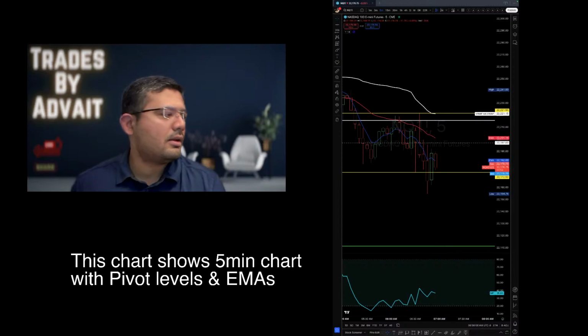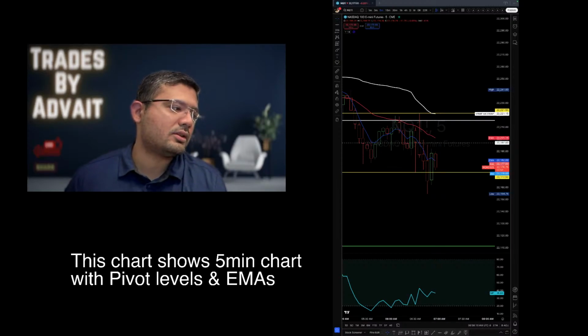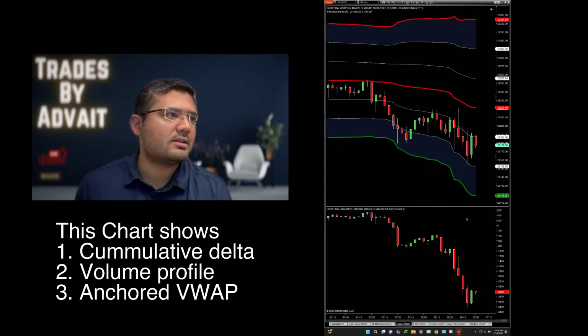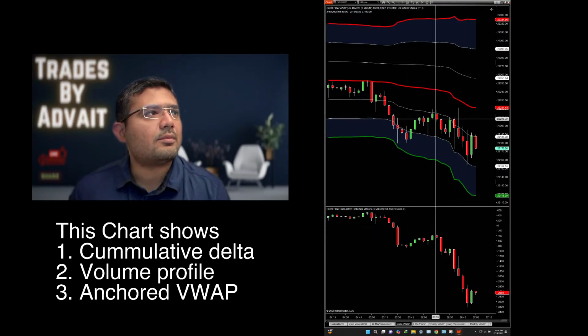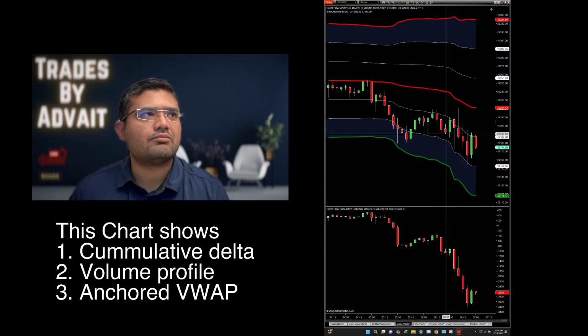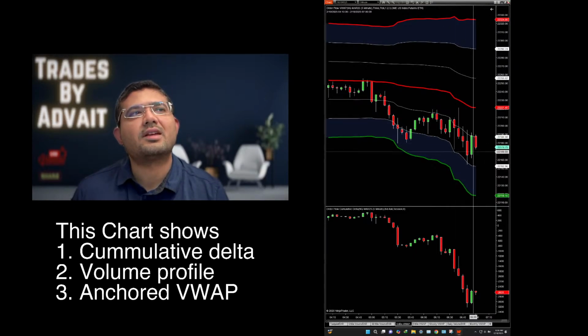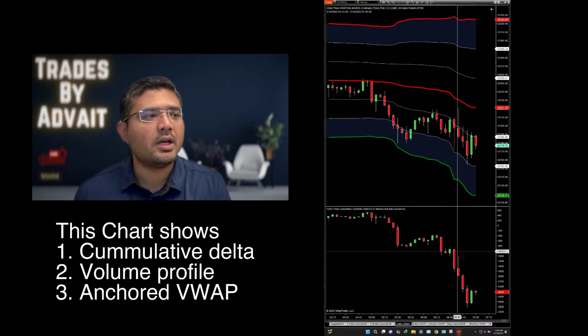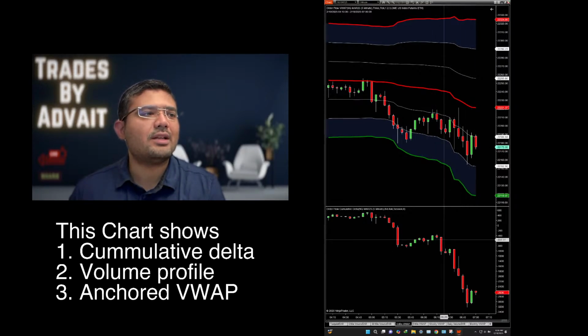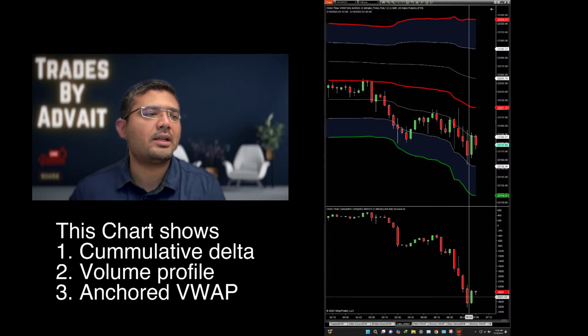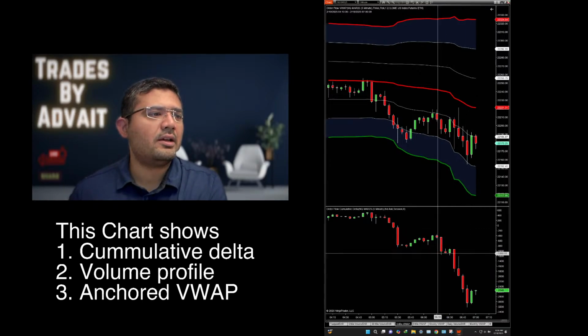So let me also show you what is happening on the delta front. So this is cumulative delta, and you can see that price action is right now almost chopping sideways, but at the same time delta is selling out aggressively. So what does that mean? That means selling is happening quite aggressively, but the passive buyers are absorbing the selling pressure. So this is exactly what is happening underneath.